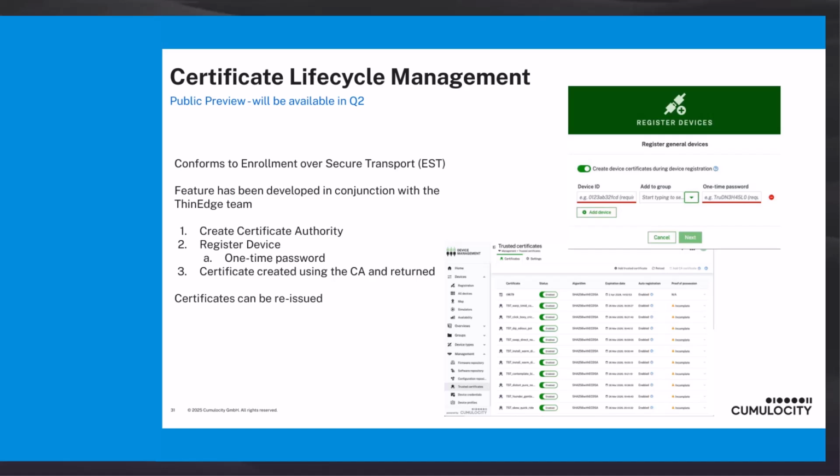To be very clear, this is going to be a very simple method. It will allow you to create a certificate authority on Cumulocity. You will then be able to register your device. You'll require a one-time password, and then a certificate will be created using that CA and returned to your device, and you will now be able to use certificate-based authentication for your devices.